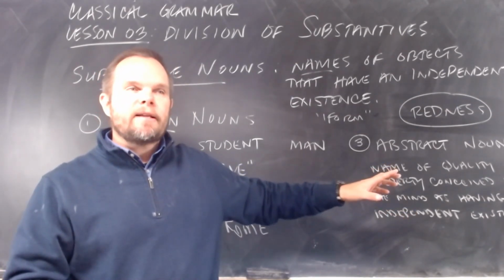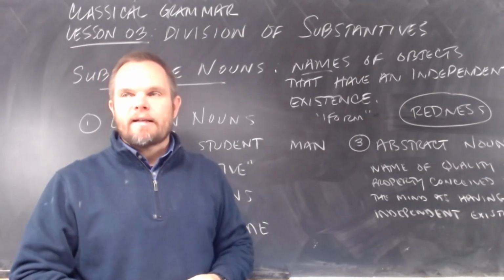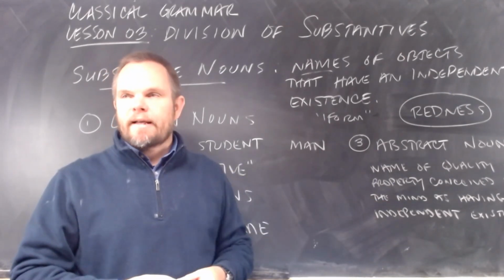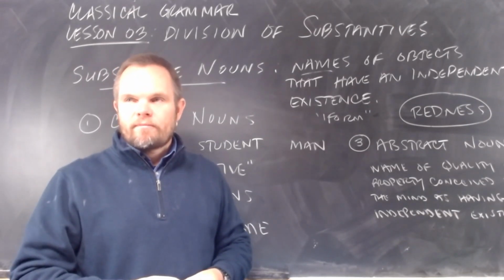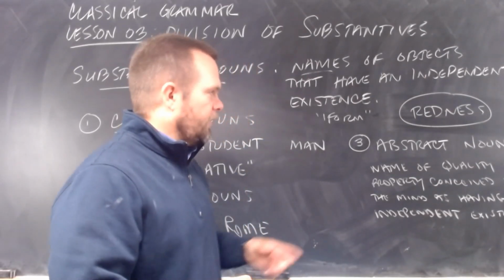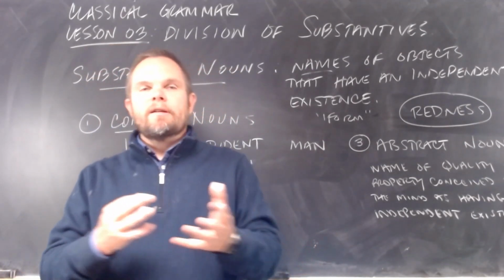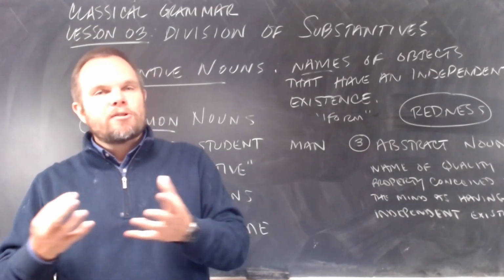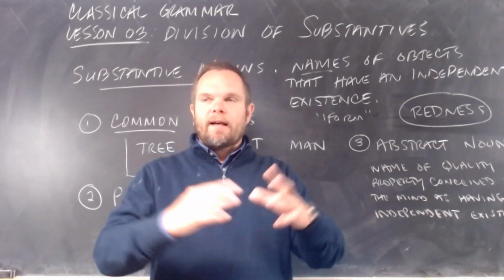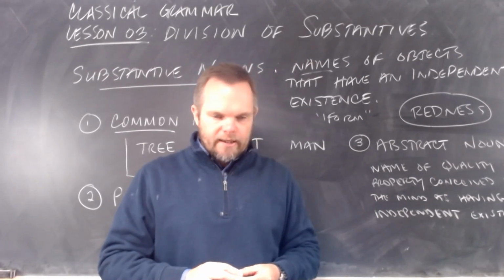What do you think would be the abstract noun for that? What do you think the abstract noun would be? Not tall, that's an adjective. What would the abstract noun be? Tallness, right? Tallness. So you can see how we take a quality that's an adjective, and we turn it into an abstract noun that names an idea that has independent existence and can be used alone in speech. Abstract substantives.